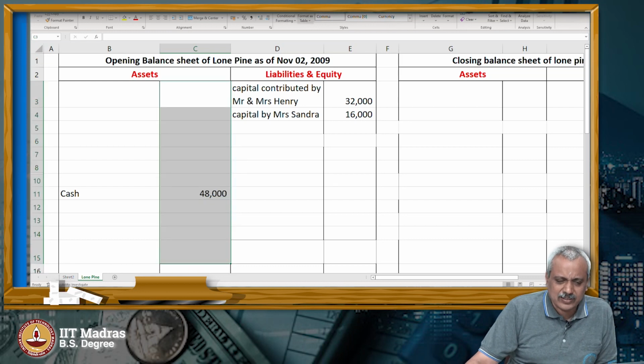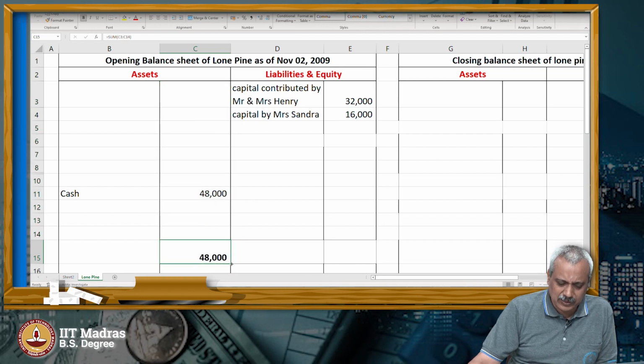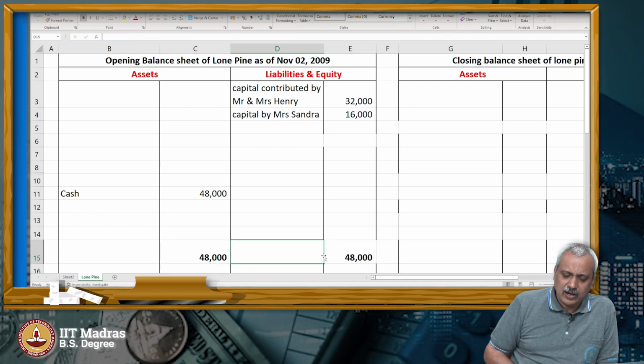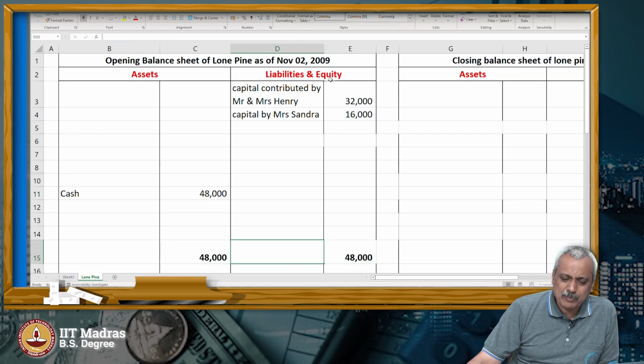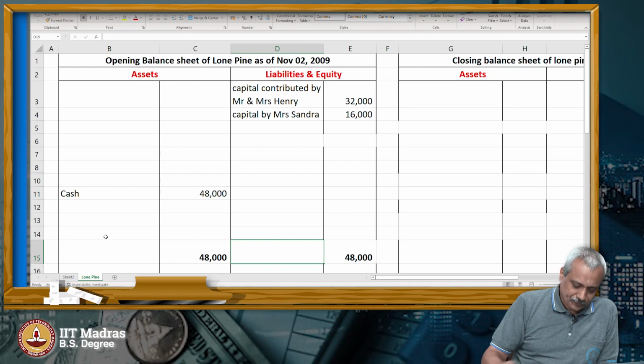Somebody can say, do we have a total? Yes, we can total it here, and you can see that the total of both the liabilities and equity, as well as what you own, matches in this particular case.